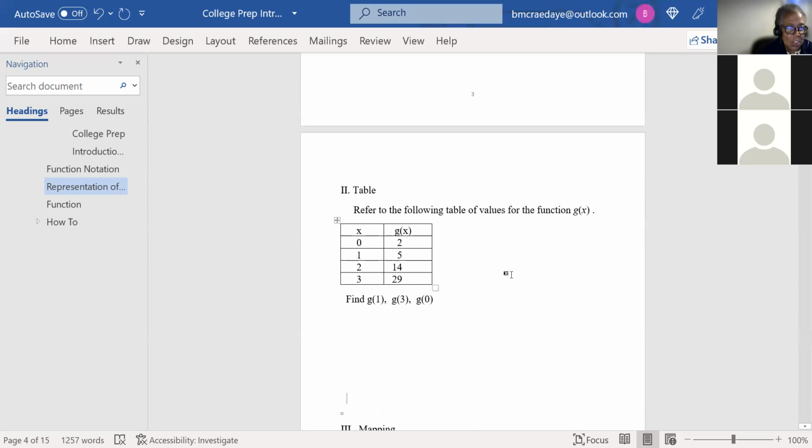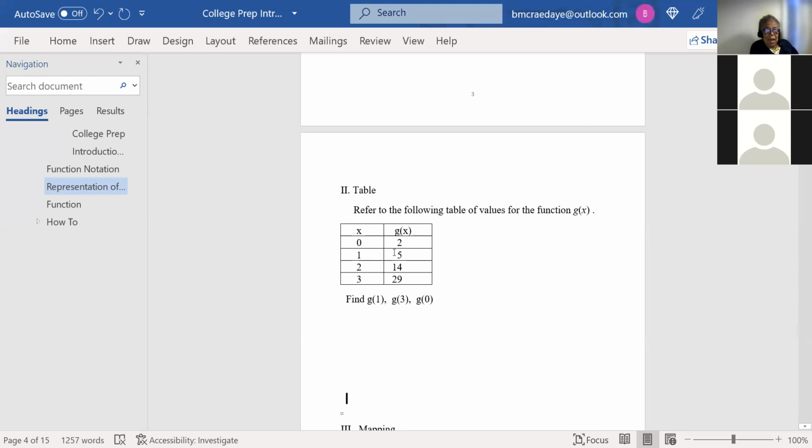So what is G of 1, Latoya? She's on mute. Chastity, what's G of 1? 5. Yes, very good. When X is 1, G of 1 is 5. Latoya, what is G of 3? 29. When X is 3, this is 29. What's G of 0? 2. G of 0 is 2. Okay, what is X when G of X is 14? What is X, Latoya? 2. So you can go both ways here.